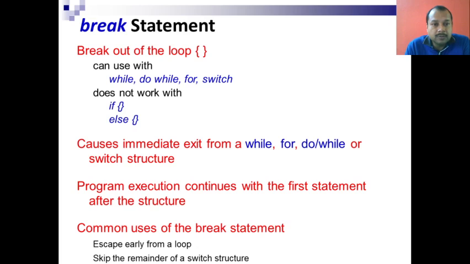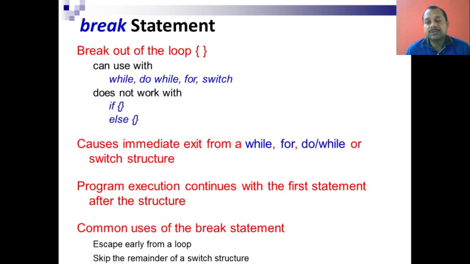Now, this break statement causes immediate exit from a while, for, do while or switch structure. The switch structure is discussed extensively in another video lecture, so I am not going into detail of that one. The program execution continues with the first statement after the structure, which means it will come out of that loop, and after the closing brace of that particular loop, it will keep on executing there. Common uses of the break statement: escape early from a loop, and skip the remainder of a switch structure.